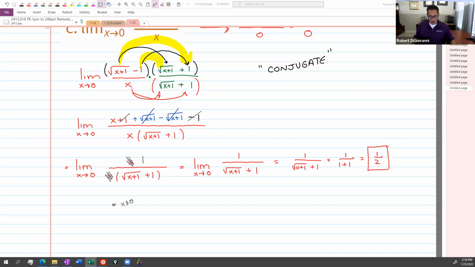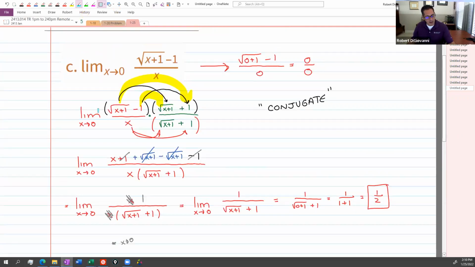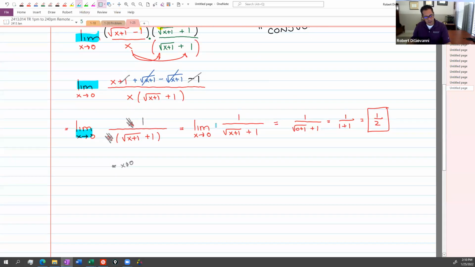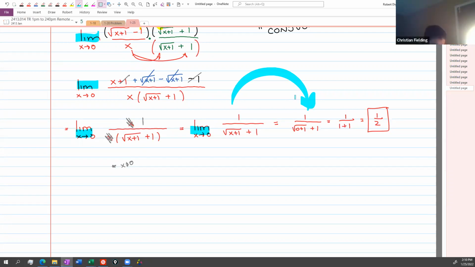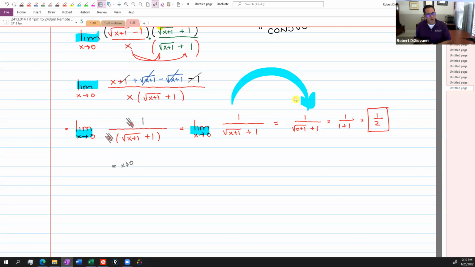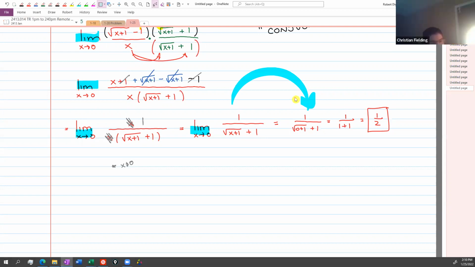When did I stop writing the limit? The entire time I was writing limit, limit, limit, limit, and then here I stopped. Why did I stop writing the limit there? Because you didn't. What did I actually do in that step, Christian? Direct substitution. Yeah, I did direct substitution. That's when your limit goes away, okay?